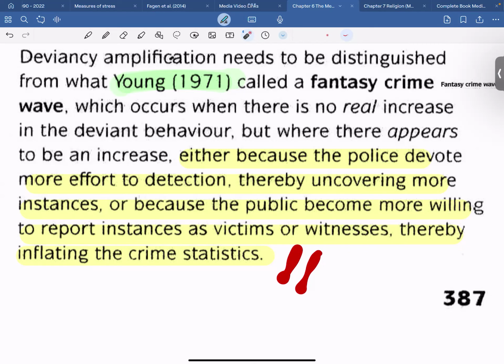So the more people are caught with that particular crime, the more the media's initial prediction, the initial prophecy, again is a better word, gets validated. So yeah, Young in the year 1971 called it a fantasy crime wave, which occurs when there is no real increase in the deviant behavior, but where there appears to be an increase, either because the police devote more effort to detection, thereby uncovering more instances, or because the public become more willing to report instances as victims or witnesses, thereby inflating the crime statistics. I hope you've all understood this.